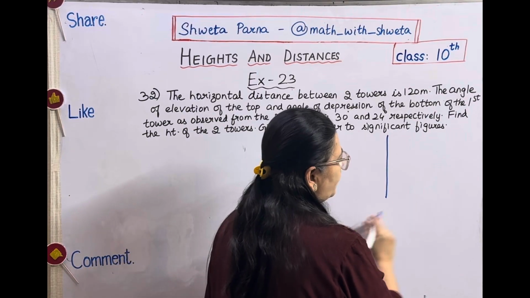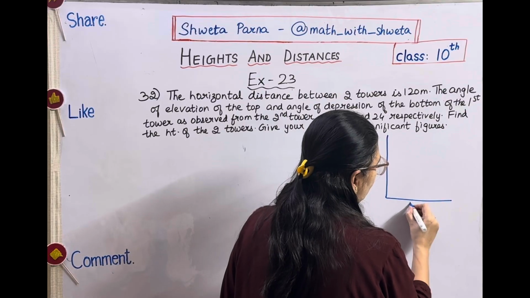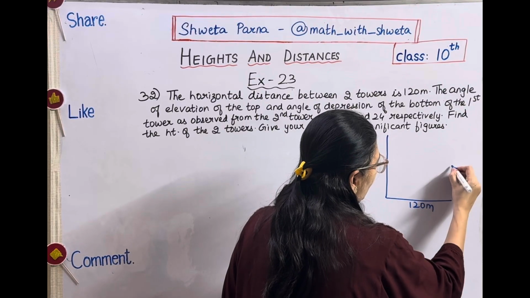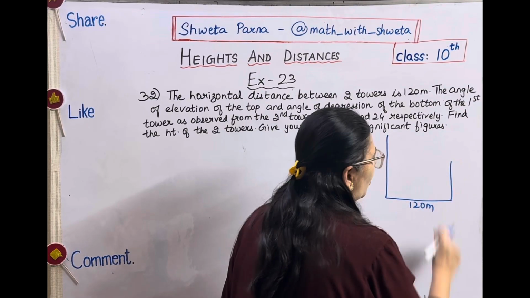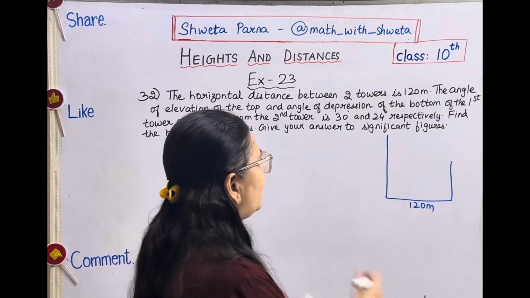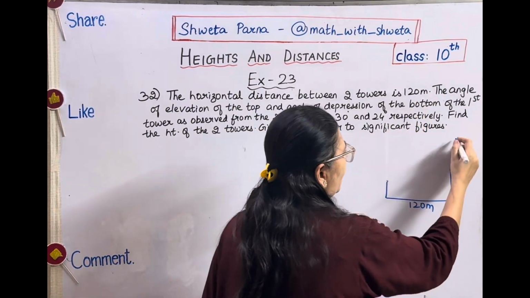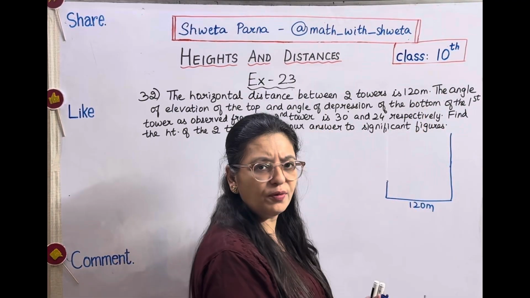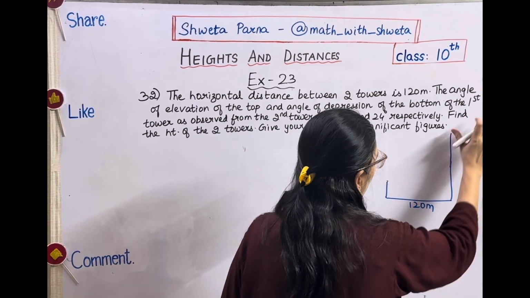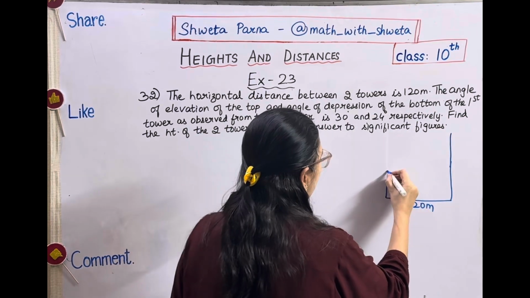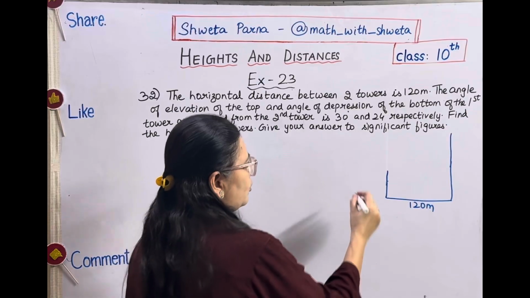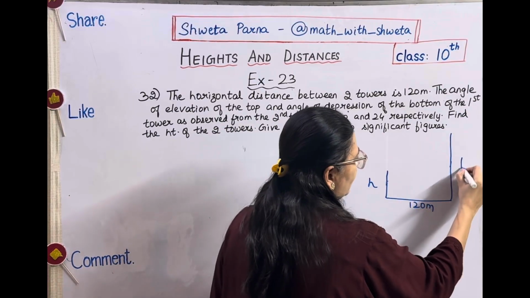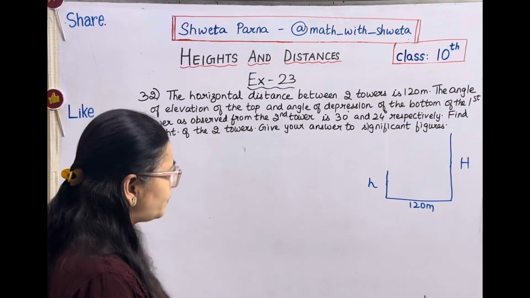So let this be the first tower. This distance is 120 meter and this be the smaller one. Either way, you can make this small and this big. That is also fine. It does not matter. I'll make this like that. So this is a smaller height and this is a bigger height of the tower.